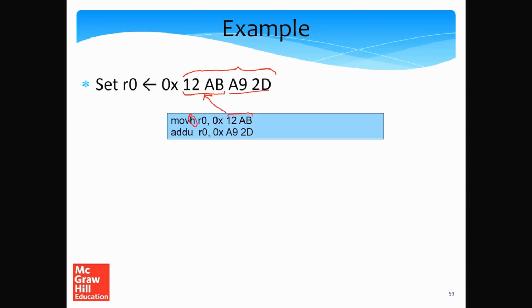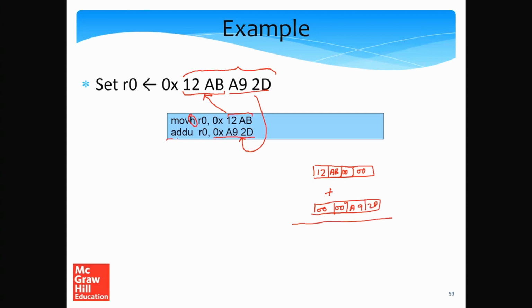Then we need to move A9 2D to the lower bytes. So this is also easy. So basically what do we have? What is the status of the register at this moment? Just before the second instruction we have 1, 2 and AB, and then we have 0, 0 and 0, 0 in the two lower bytes. So what we can do is add this with 0, 0, A9 and 2D. So this will give us the final result, which is this result.